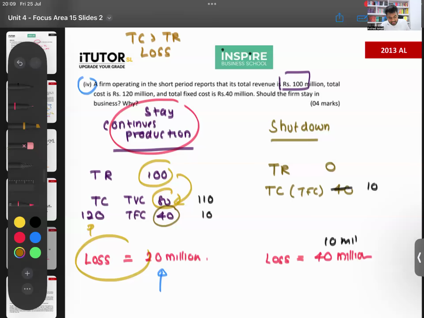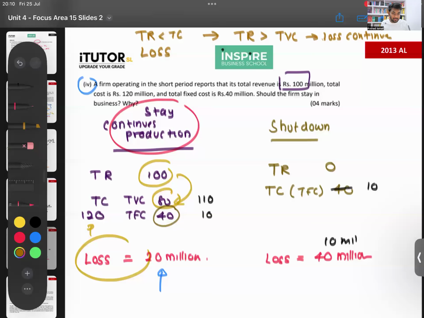So then you have to see. I'll turn it the other way around. Your total revenue is less than total cost. That is what is a loss. So then you have to see, is your revenue at least more than your variable cost? Then, even though you're making a loss, you will continue. That is what our example over here is, our question.